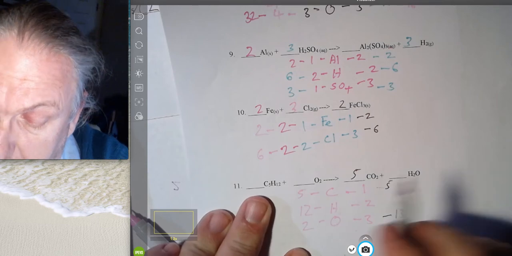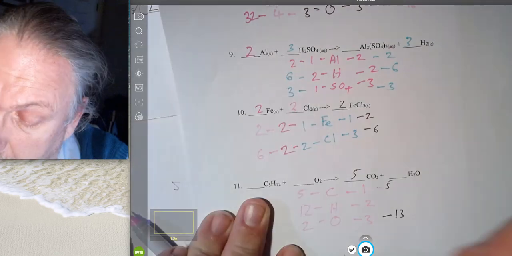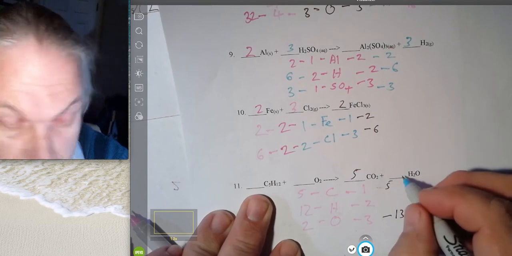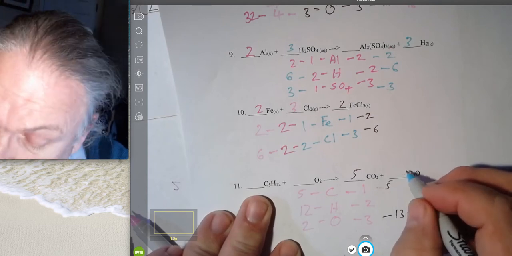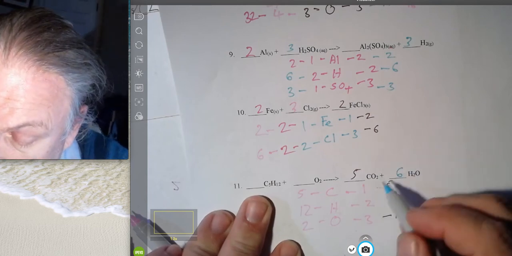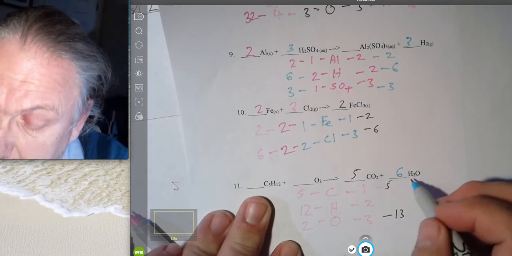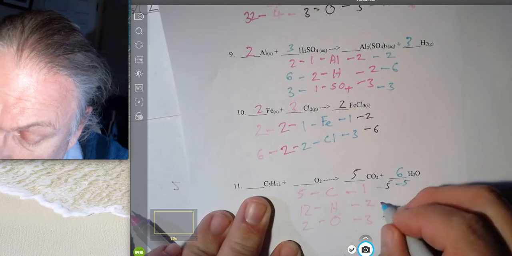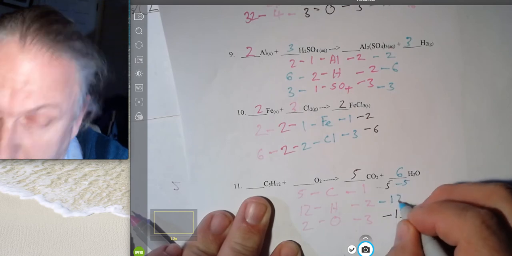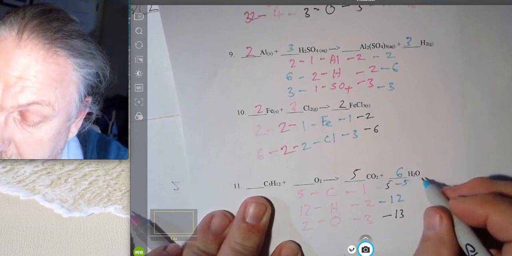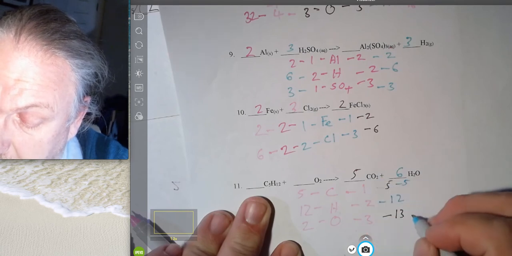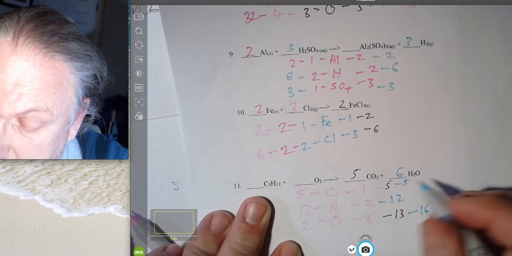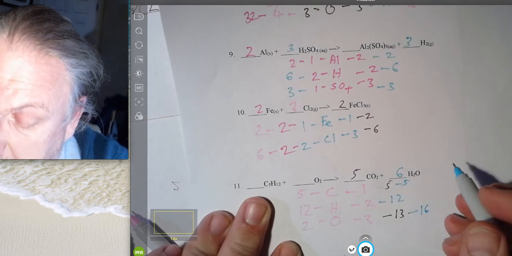Let's go ahead and start working on our waters, or our hydrogens rather. So I need 12 of them over there. So if I put a 6 there, it should balance everything out. So let's see. I've got 5 carbons again. On this side I've got 12 hydrogens. I've got 6 plus 10. I've got 16. Whoa, see what I did? That right? Yeah, 16 oxygens now.